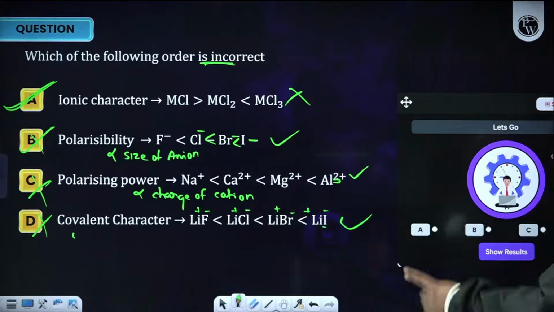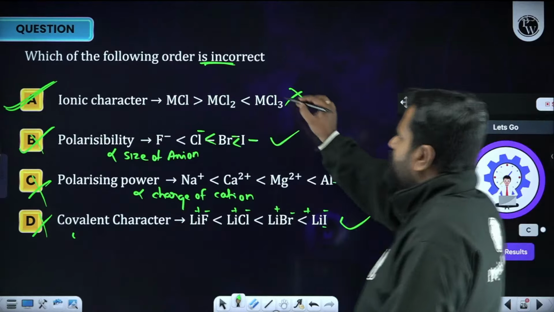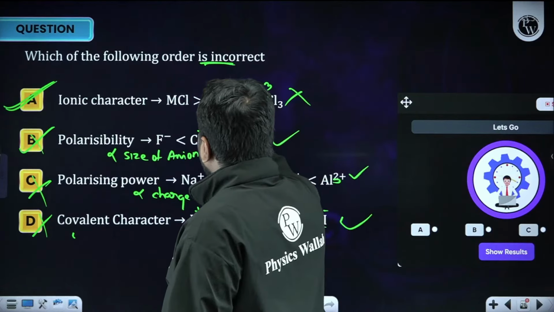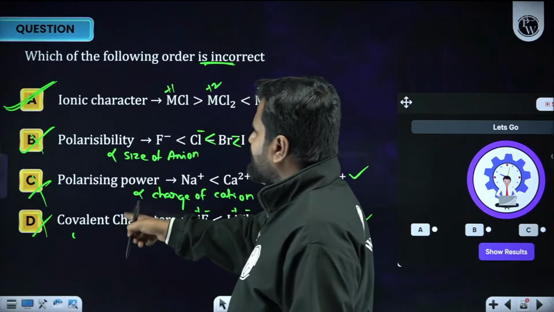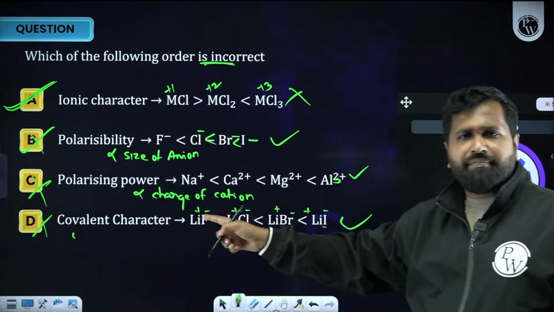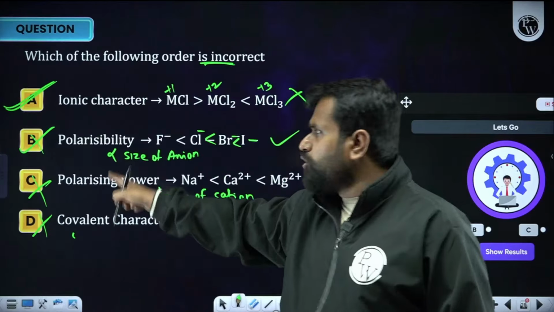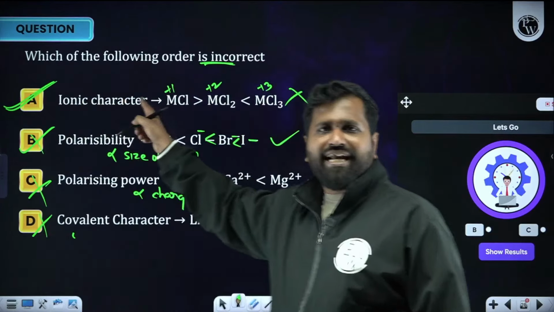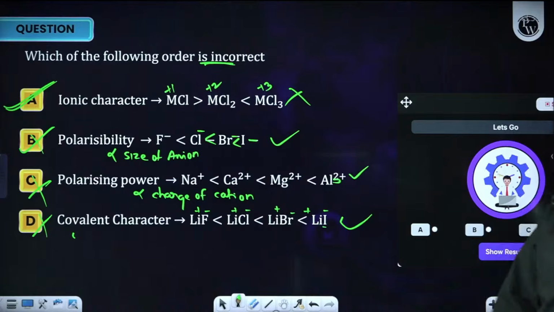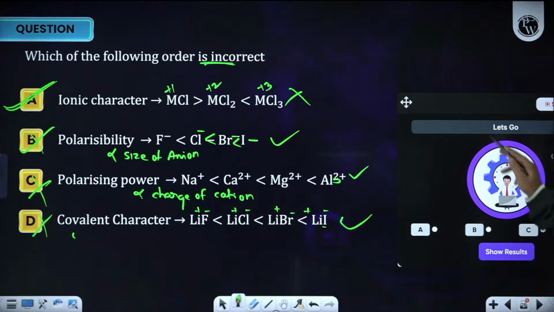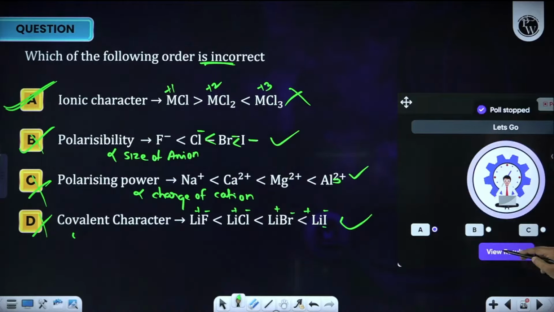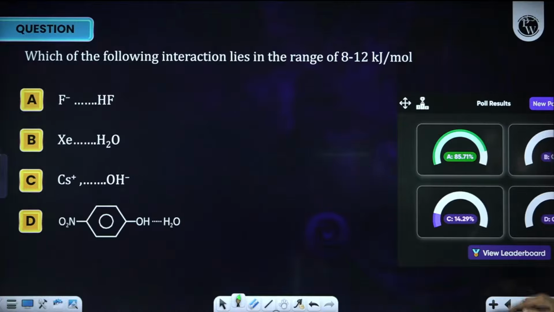Next question. Here, the greater the charge of cation, the more will be the polarizing power. More polarizing power means more covalent character. More covalent character means ionic character will be less. That's all. So option A is the correct answer.